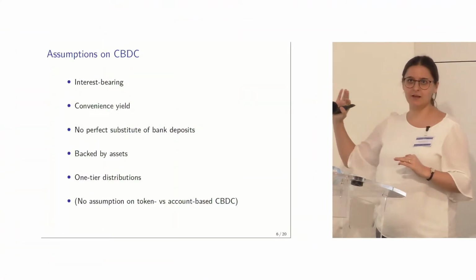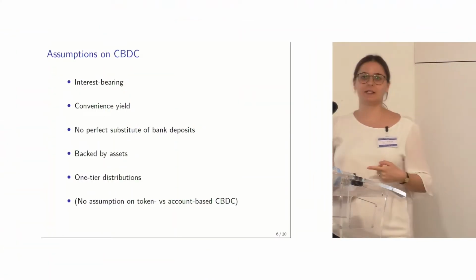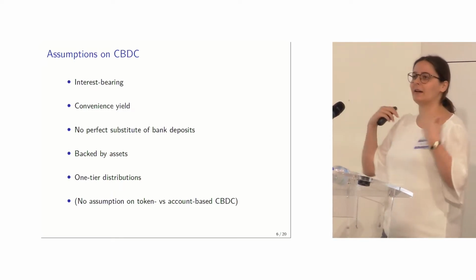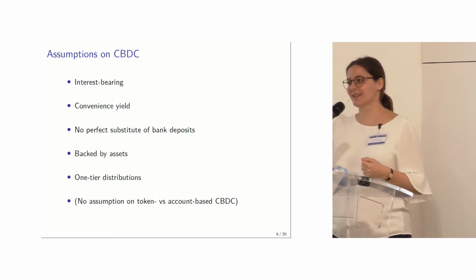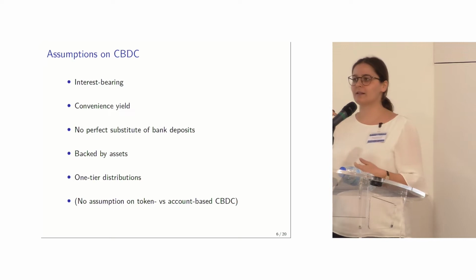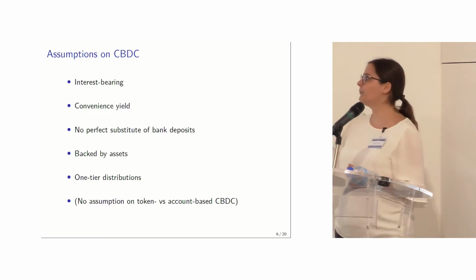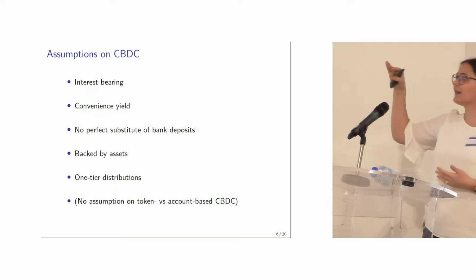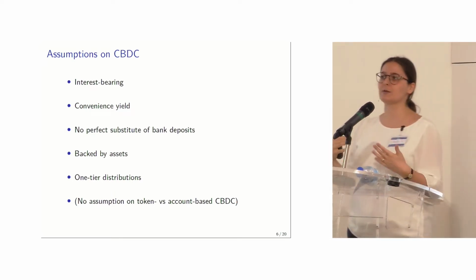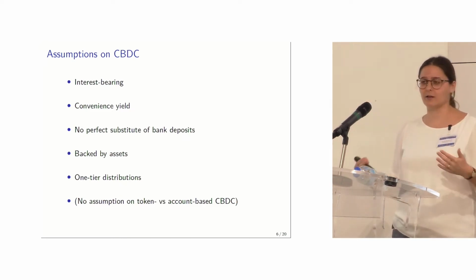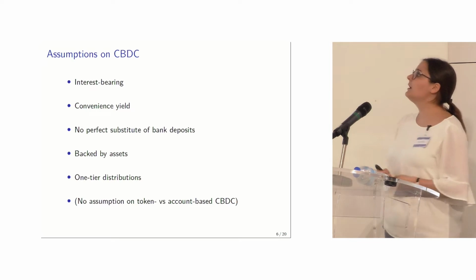Okay, so these are the assumptions we make on the CBDC. The first thing is CBDC is interest bearing. We can relax this assumption, but it's just easier to set the interest rate to zero in the model. What's important here, and I think Rod has a similar thing in his model, is that we have a convenience yield, so households will get a utility from using this new payment technology or saving technology.